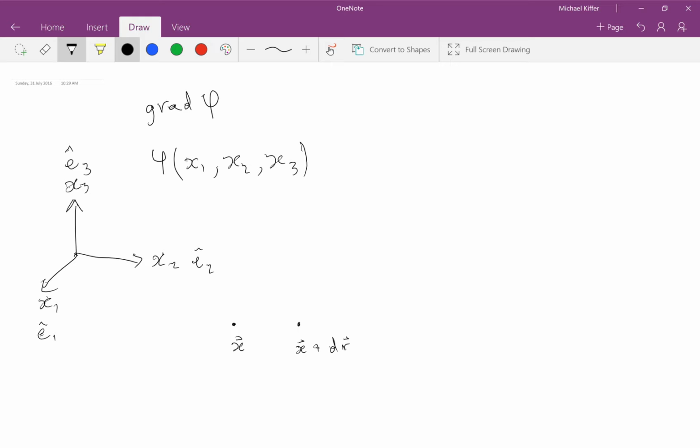Now, we can obtain an expression for the metric being ds squared is equal to h1 dx1 squared plus h2 dx2 squared and h3 dx3 squared.